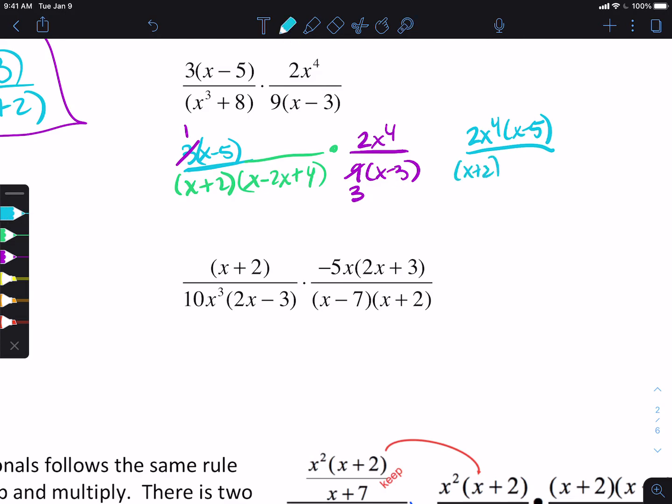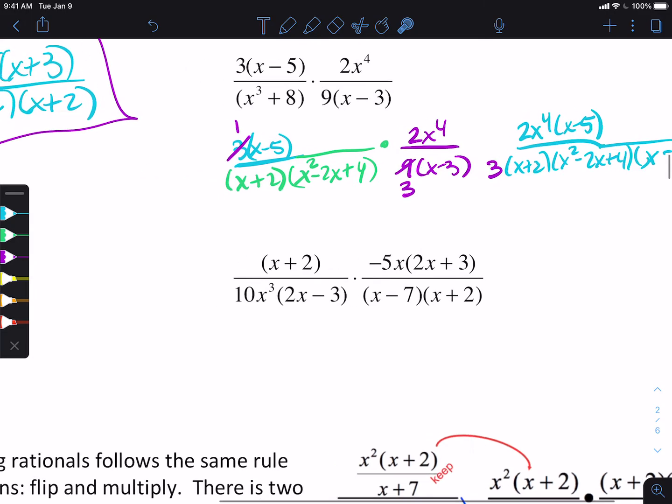So we have x plus 2 times x squared minus 2x plus 4. I dropped a squared somewhere in there. That should have been squared, sorry. Times x minus 3. And then don't forget this 3. Normally we put our numbers first, so I'm going to put that one out in front. Okay. I double check to make sure I haven't done anything or forgotten anything. Sometimes with your numbers you'll forget something. So then this is my final answer.